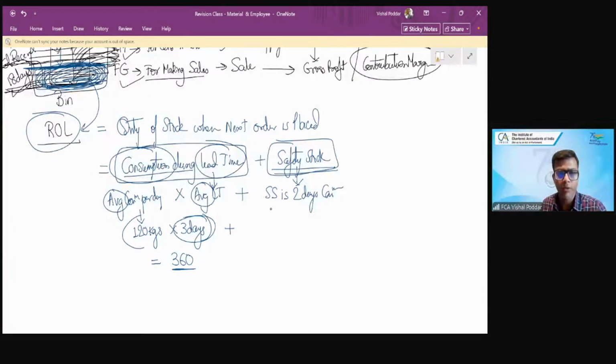So how do we find out this? Again, we take the average, which is 120 kgs. So again, the formula is average consumption per day into safety period, whatever they want. In this example, it is 2 days. So Anurag, beta, this is how we find out safety stock in this formula.